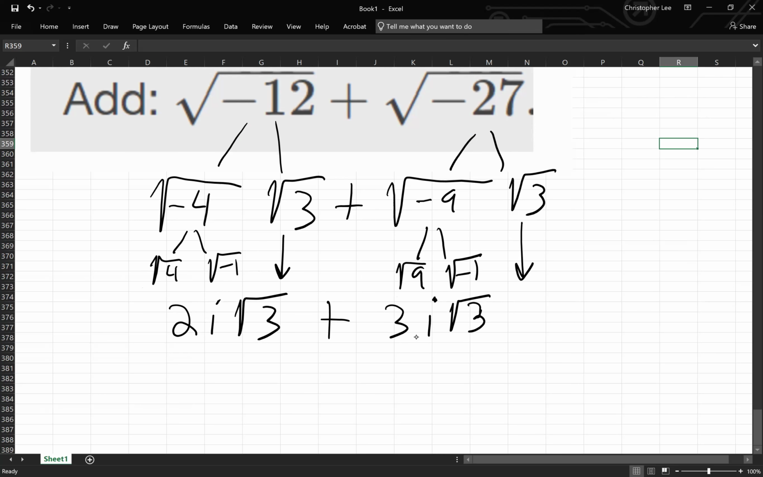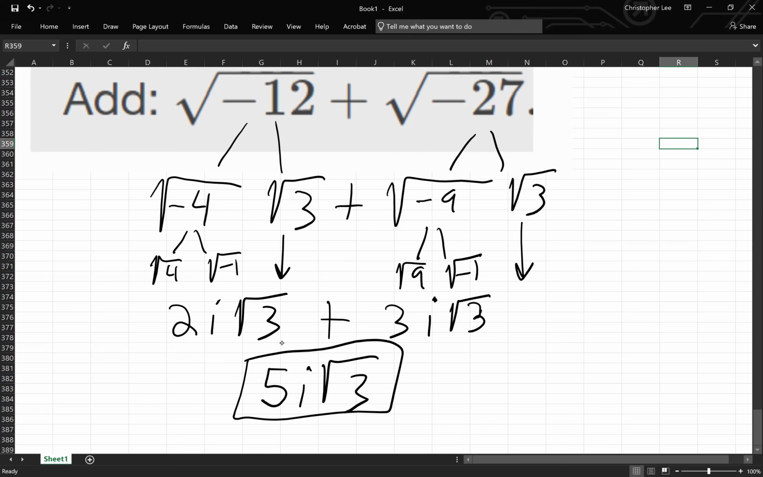Square root 3, right? Now notice I have the same radicand, the same radical, square root 3. I have the same imaginary number, i, right? So now I can actually add these together, making my final answer 5i square root 3. And that's it. Any questions on this, anybody?